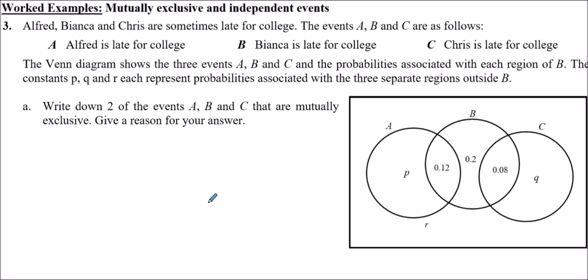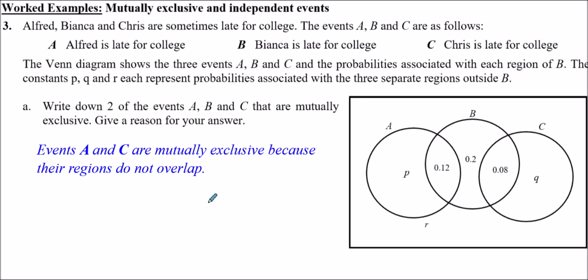For part A, we have to write down two of the events, A, B and C, that are mutually exclusive. Give a reason for your answer. At this point, you need to recall that mutually exclusive means cannot happen at the same time. And how will that look on a Venn diagram? It's events A and C that are mutually exclusive. And if you see here, it's because their regions don't overlap. Circle A and circle C in no way overlap or touch. For that reason, we can see A and C are mutually exclusive.